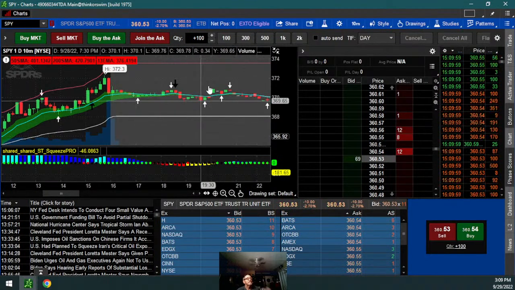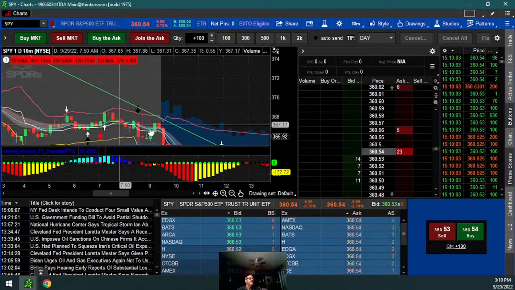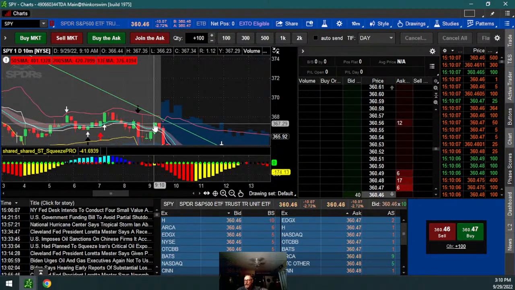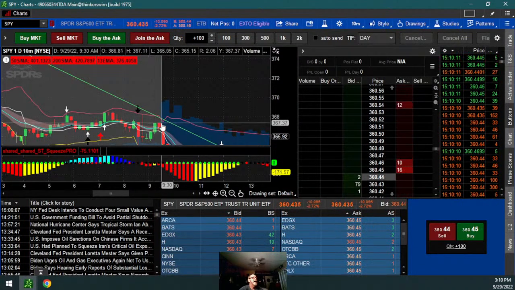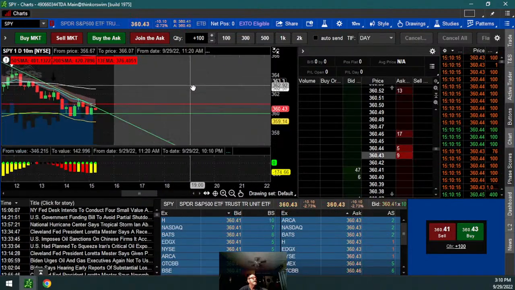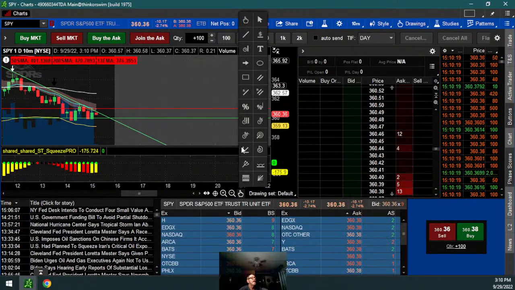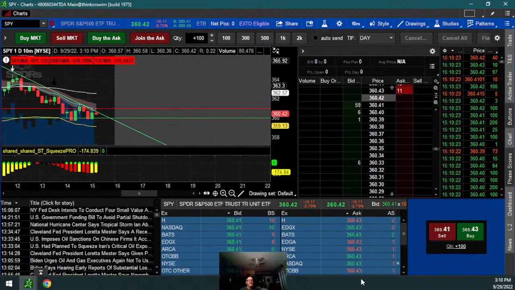But the problem is you can't get out. But if you had held it, what would have happened? You would have been at 367. That would have been a great swing trade. You would have made $5,000 on 10 contracts. But again, it's risk versus reward. Is it worth the risk? That's what you have to ask yourself. In that case, it would have been.